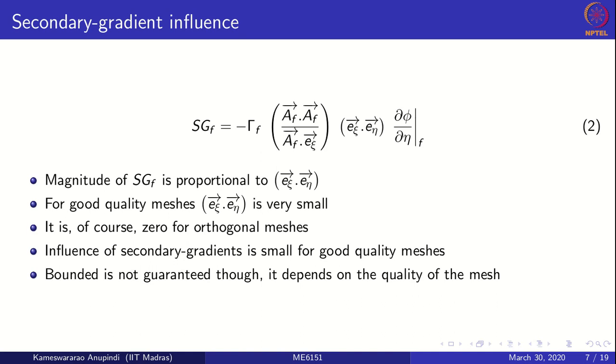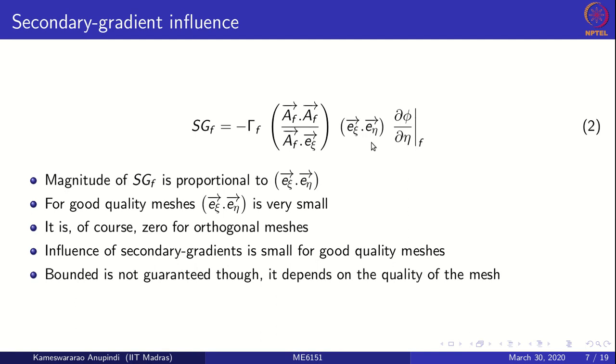That means the magnitude of the secondary gradient is proportional to xi dot E eta, right? This is the controlling factor which determines what percentage of the value of the partial phi partial eta goes into the secondary gradient. So for example, if you have an orthogonal mesh, this is of course 0. That means whatever you calculate doesn't go into the equation at all.